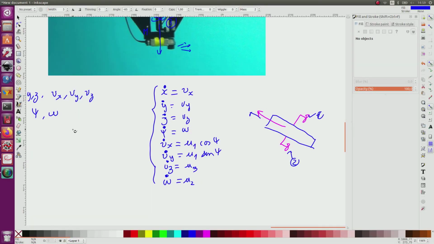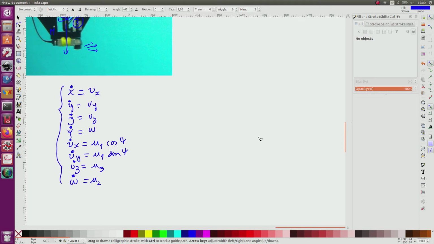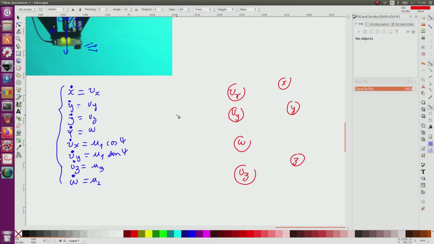So here are my state equations. I can see that I have several state variables that should be taken into account. I have x, y, and z, so 3 state variables. I will have also as state variables Vx, Vy, I will have also omega and Vz. And I have also 3 inputs, U1, U2, U3.